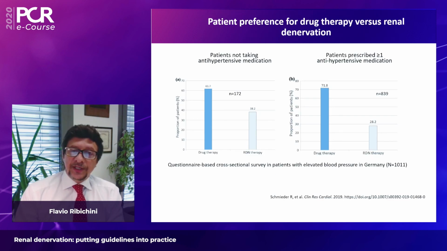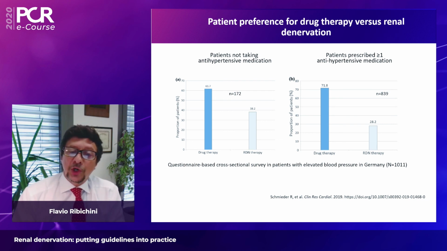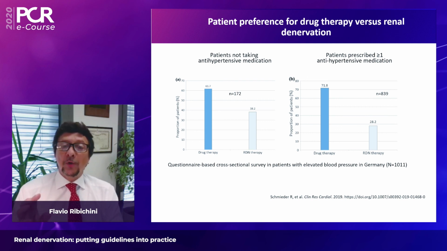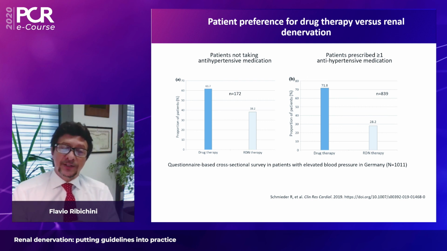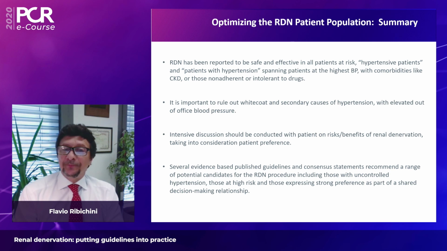This is an interesting slide derived from a questionnaire-based cross-sectional survey performed in a German population, showing that among patients with hypertension, but still not taking pills, nearly 40% of them would prefer to undergo renal denervation rather than starting a drug. For those already under one medicine, in a third of patients, they would still prefer to drop the pills and undergo the interventional procedure.